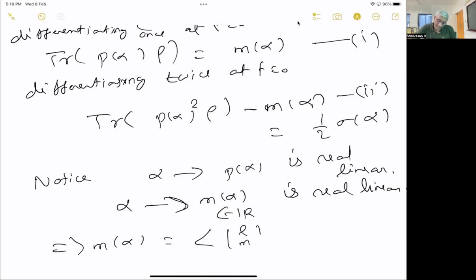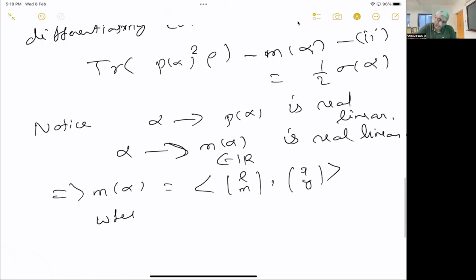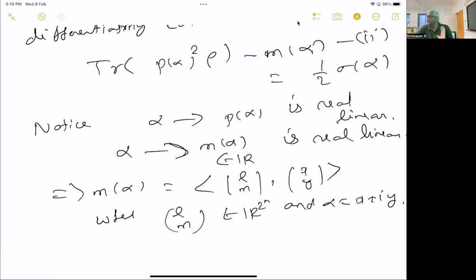L, M, alpha is equal to x plus iy, let's say. XY, where LM is in R^2n and alpha equal to x plus iy. Okay. Clear? Freeze lemma. I mean, it's anyway finite dimensional. You don't need all that. This is only finite dimensional. You need dual is given. You know its dual exactly.